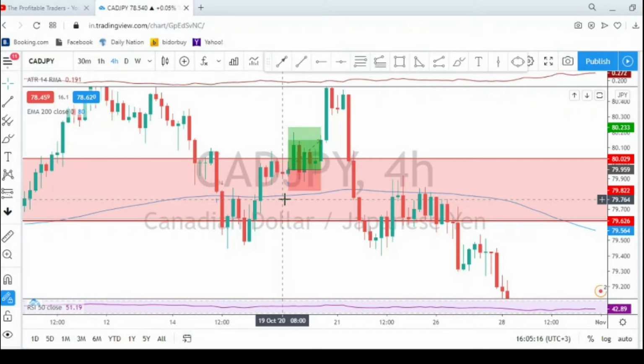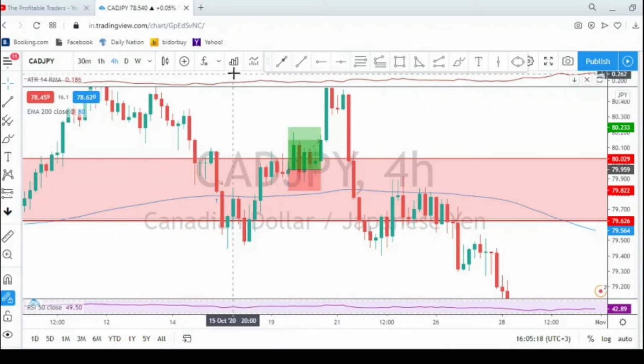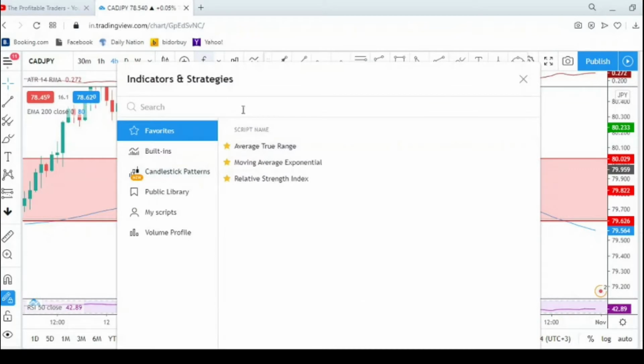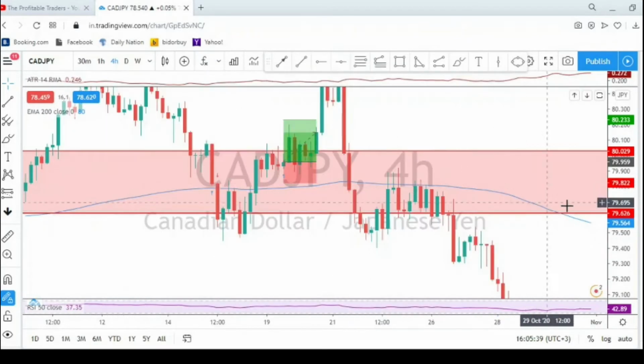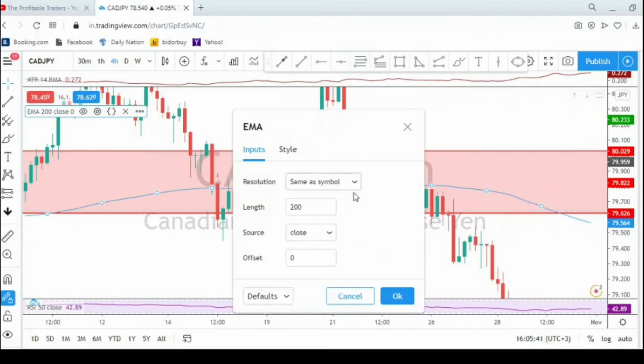If you use TradingView as your platform, you will have a list of your indicators here. This is the moving average exponential, and what you have to do is change this to 200.